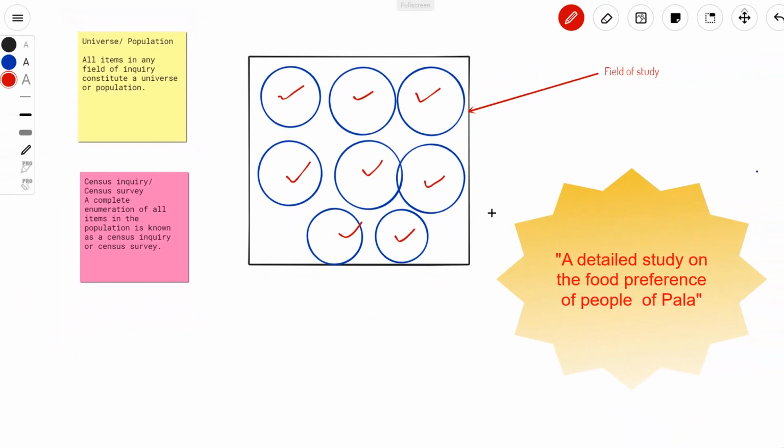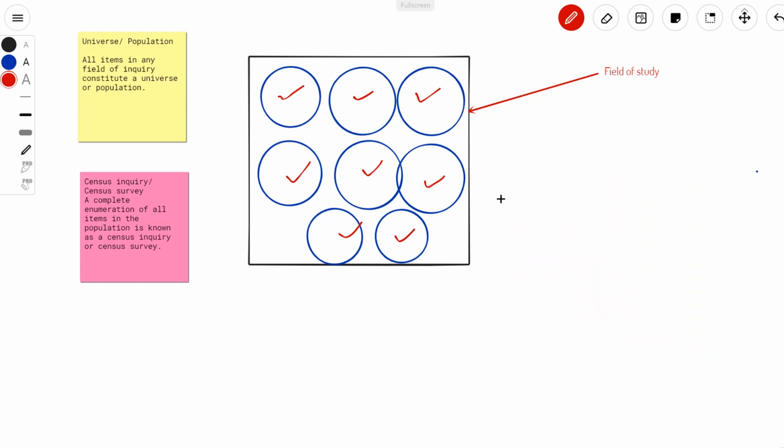Suppose our study is about the preference of a particular dish by the people of Pala, then we will have to go to each and every person living in Pala and register their preferences to conduct the study, which will be very time consuming and very difficult to conduct. That is the disadvantage of census inquiry. That is why the concept of sampling exists.